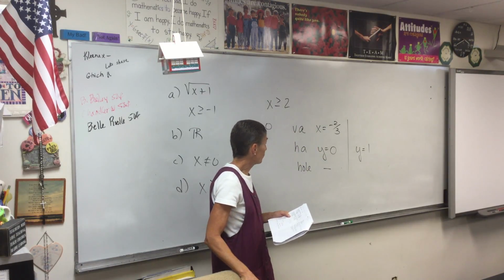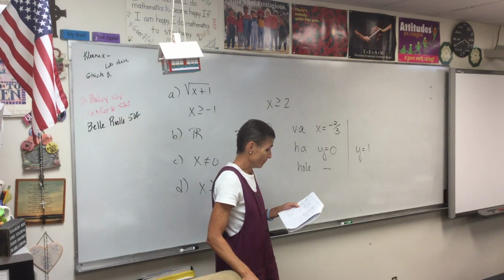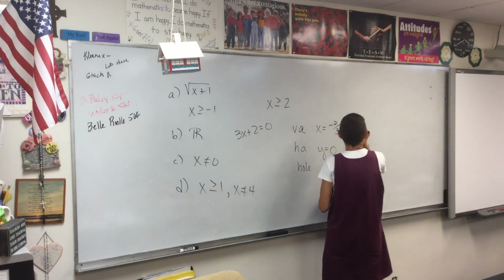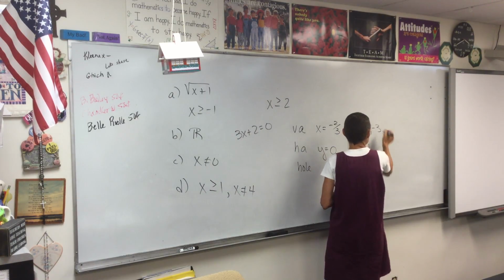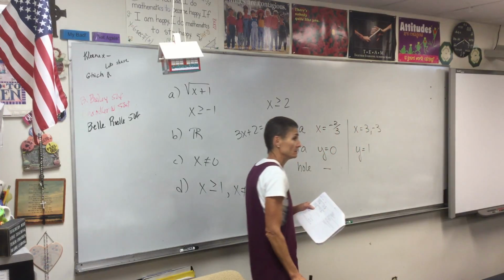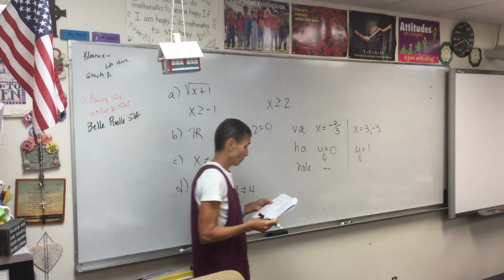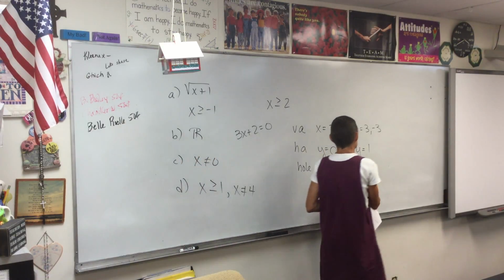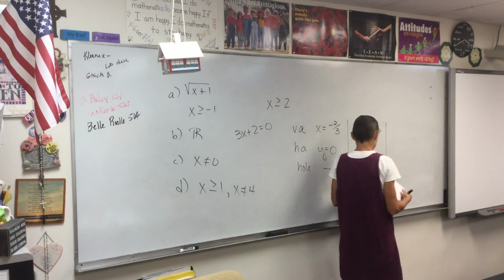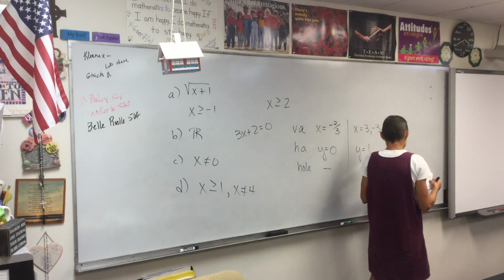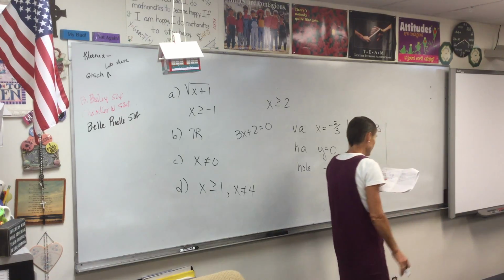All right, what about vertical? X equals 3. Two of them. X equals 3 or negative 3. No. Two vertical asymptotes. What about holes? None. All right, now let's take a look at D.